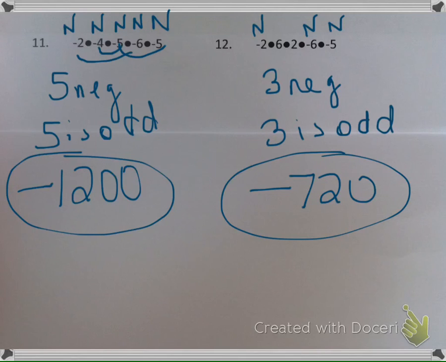Nice and easy. Just memorize that, counting up only your negative numbers. If it's an even number of negative numbers, your answer is positive. If it's an odd number of negative numbers, your answer is negative.